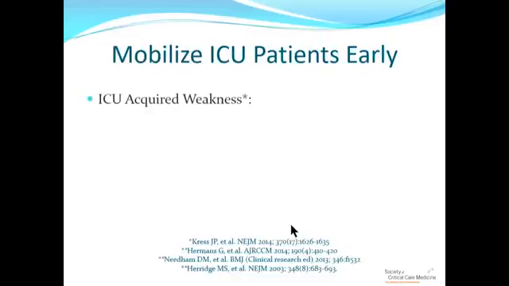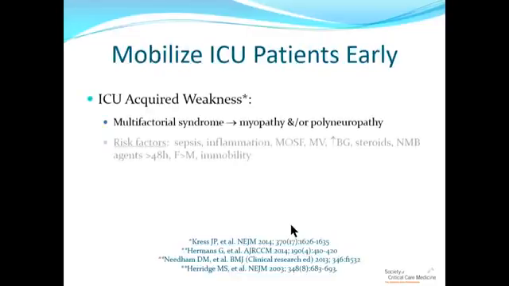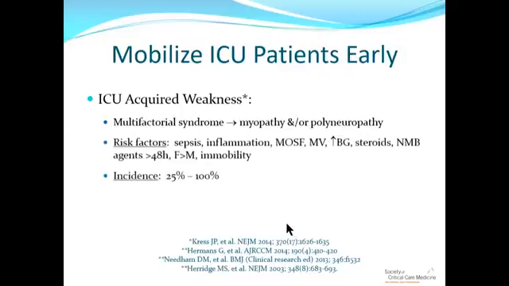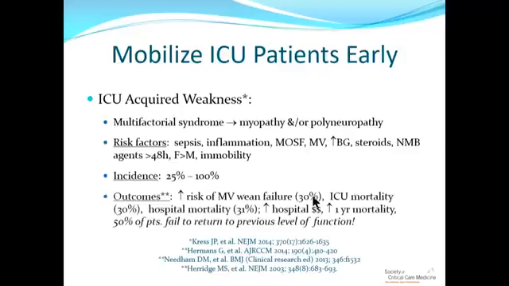So mobilizing patients, early mobility. ICU-acquired weakness is a common phenomenon. It is a syndrome, really, not a disease. It can either be a myopathy or a polyneuropathy, but either way, patients become weak as a baby very quickly. If critically ill patients lie in bed for a week and they don't get out of bed, they lose 30% of their muscle mass and close to half their strength.